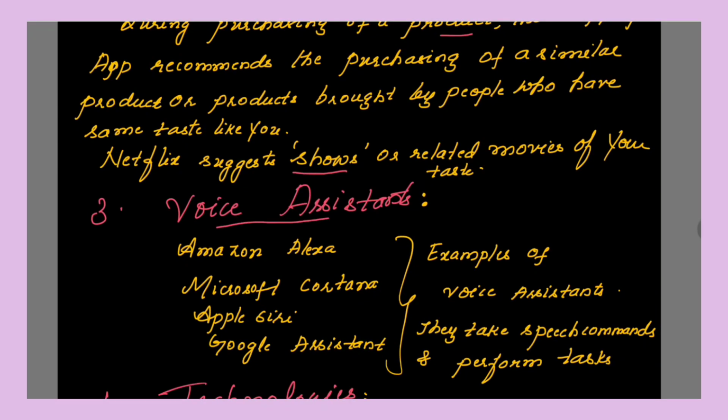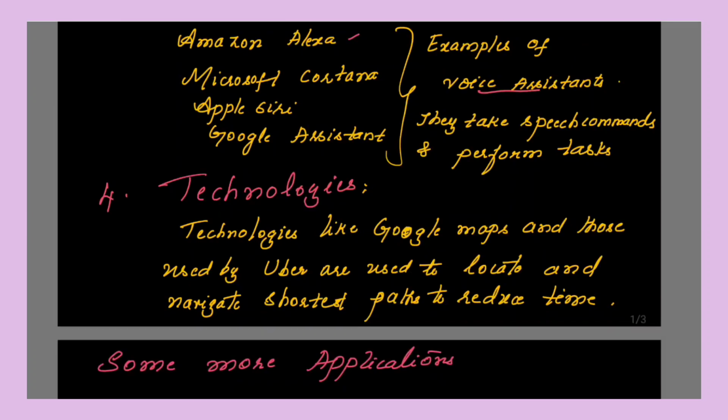We have voice assistants now: Amazon Alexa, Microsoft Cortana, Apple Siri, Google Assistants. These are the examples of the voice assistants. They take speech commands and perform the tasks. So you can always get your answers from these voice assistants by asking them questions. Then the fourth major application is the technologies.